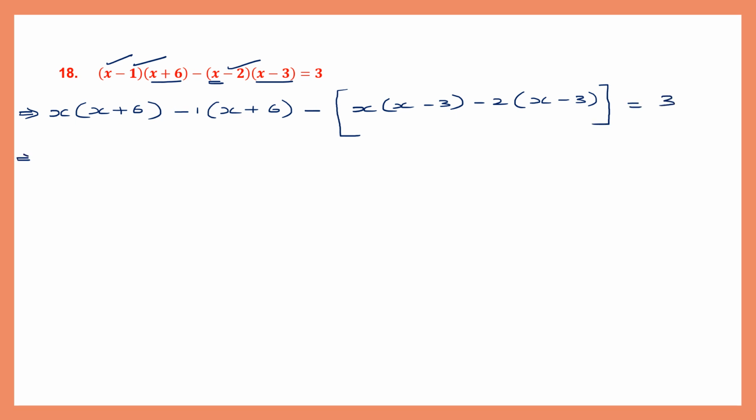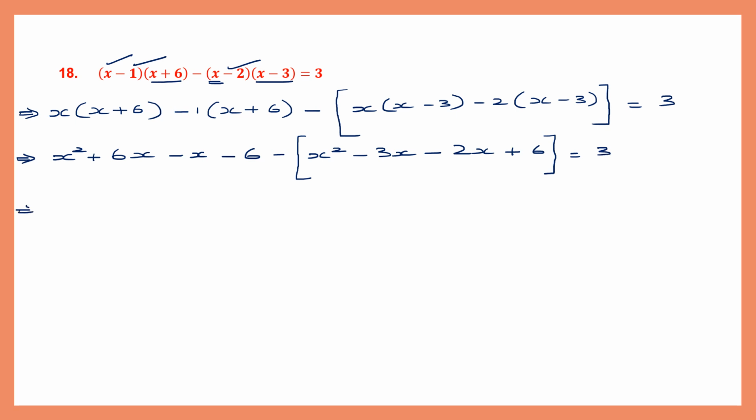Now let's simplify this. x into x is x². x into 6 is 6x. -1 into x is -1x or -x. -1 into 6 is -6. Now here, let's continue with the brackets because we have a minus sign. Let's simplify what is inside. x into x is x². x into -3 is -3x. -2 into x is -2x. -2 into -3 is +6. Close the brackets and this is equal to 3.